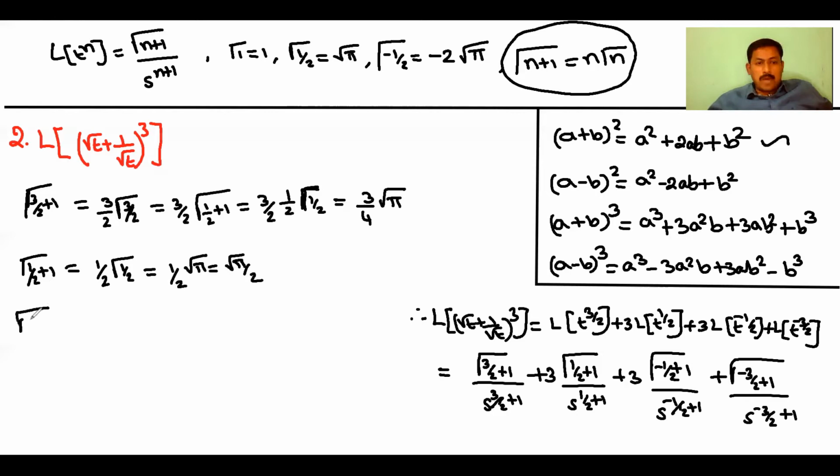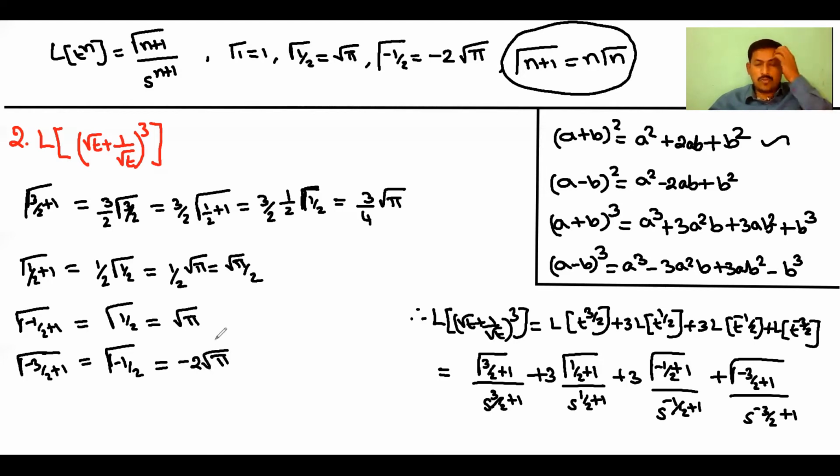Next, gamma of minus 1/2 plus 1. So that is gamma of 1/2, and gamma of 1/2 we know is root pi. Gamma of minus 3/2 plus 1, if you simplify this, we will get gamma of minus 1/2. We know the value of gamma of minus 1/2, that is minus 2 root pi.